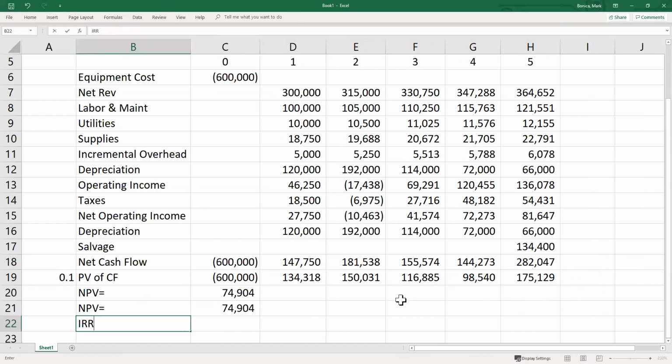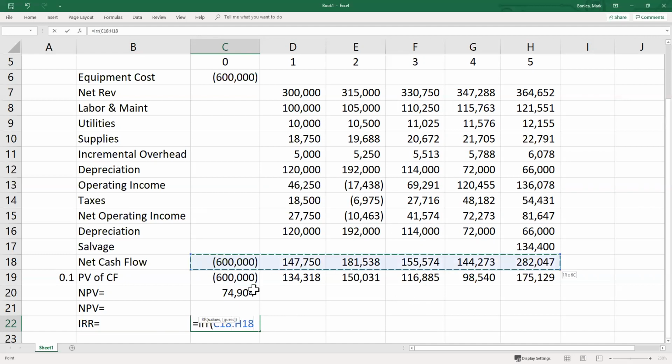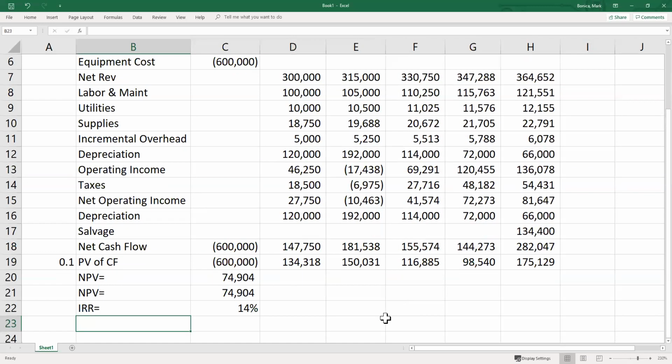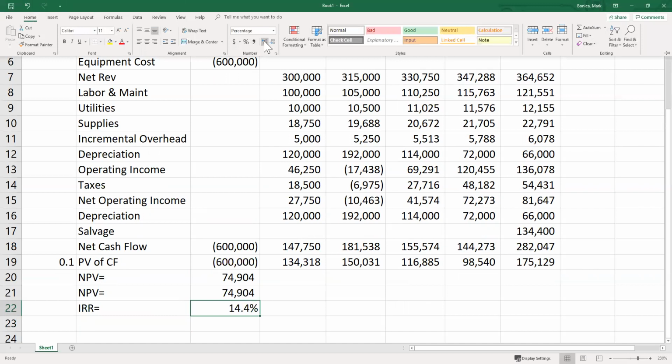All right, then IRR is pretty straightforward. You just do equals IRR, and then you just highlight all of the cash flows. So be careful, don't use your PV of cash flows, because it won't give you the right number. So the IRR is 14%. Our text wants us to give it a decimal, so 14.4%.